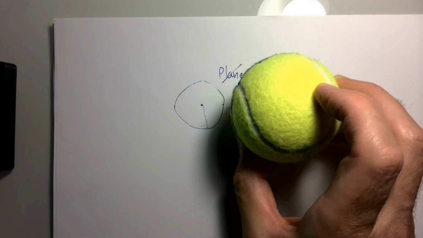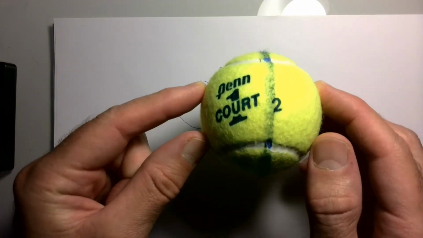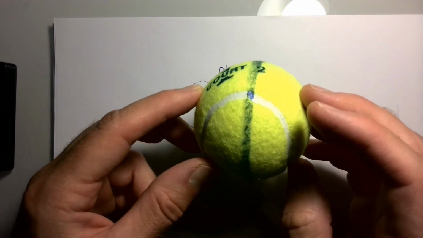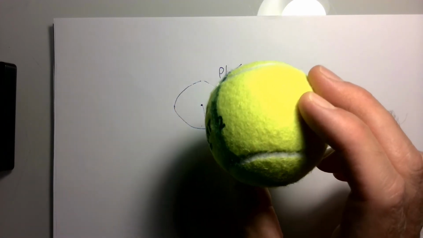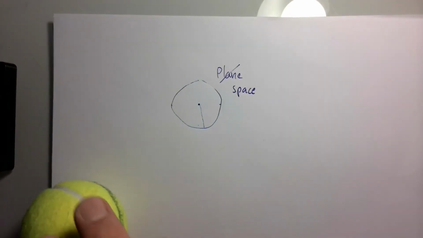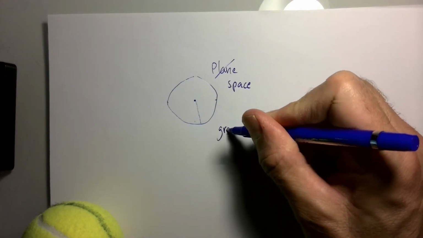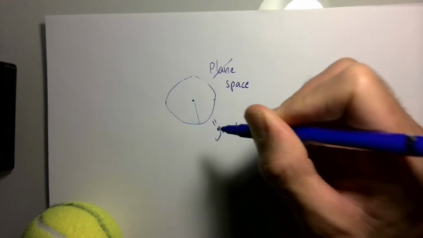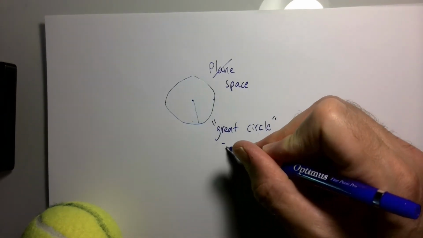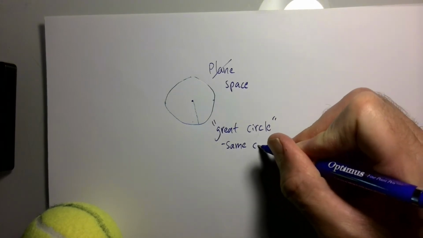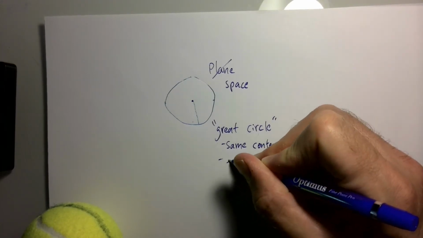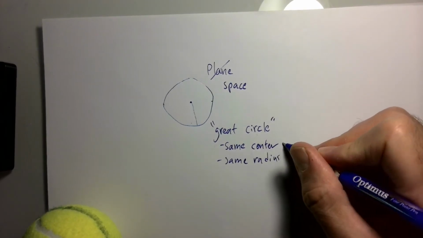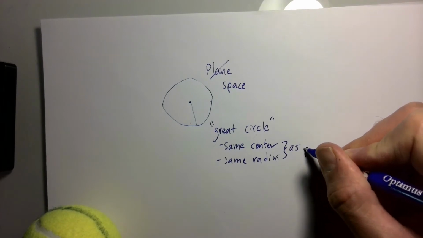Another part of a sphere that we're going to use a lot, if you notice I have this blue circle that kind of goes all the way around. Think of it like the equator on a globe. This is going to be something called a great circle. So I'm going to go ahead and write that down, great circle. So why is that so great? Big deal, huh? So a great circle, all that means is it has the same center and the same radius as the sphere.